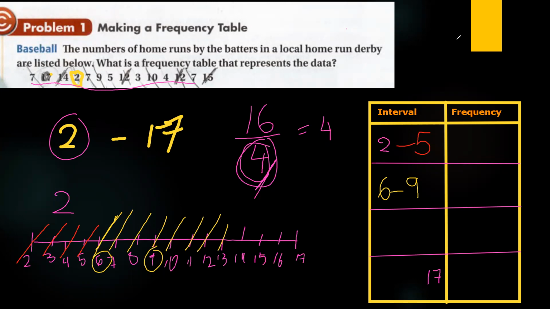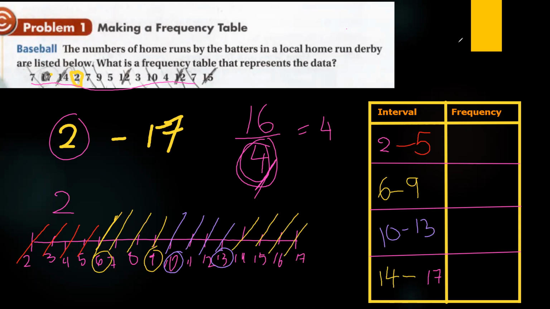Let's change the color, sorry, in order to see clearly. So 1, 2, 3, and 4. So we have from 10 up to 13. And then take the rest of the numbers, which are 14, 15, 16, 17. So from 14 up to 17. So I wrote now the intervals. Each interval has a length of 4.